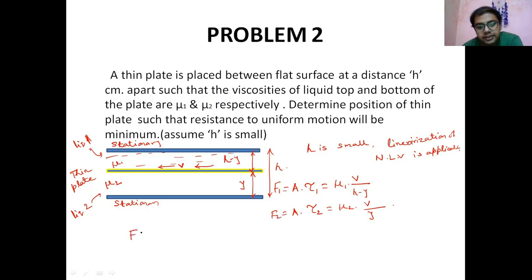Now the total shear force is on the same side, because the velocity is in the same direction, so the shear force on the upper side and the bottom side is also in the same direction. So F1 and F2 add up: F is equal to F1 plus F2. It comes in this way: F = V A (μ1/(h − y) + μ2/y).